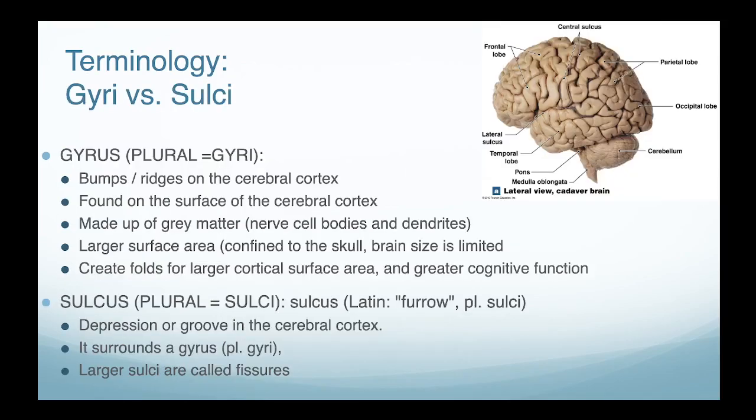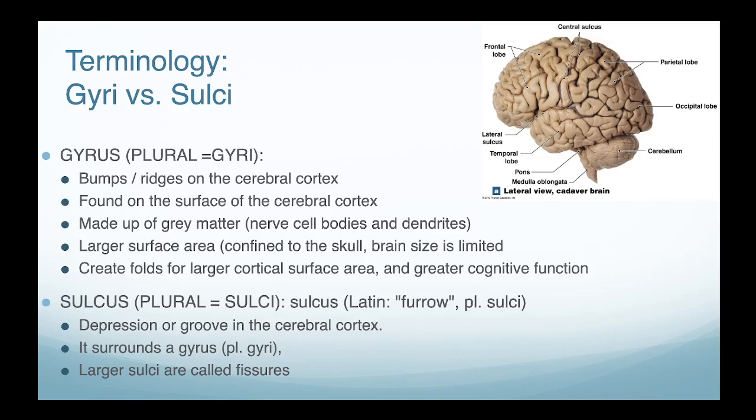All right, so moving on. As I mentioned earlier, there's going to be the peaks and canyons. The peaks are going to be the gyri, and the canyons are going to be the sulci. So gyrus, those are going to be the bumps found on the surface of the cerebral cortex. It makes up all the gray matter for the most part, which consists of the nerve cell bodies, as well as dendrites.